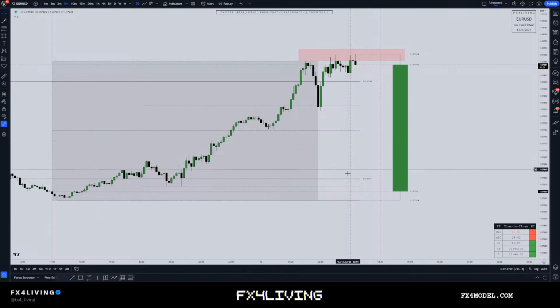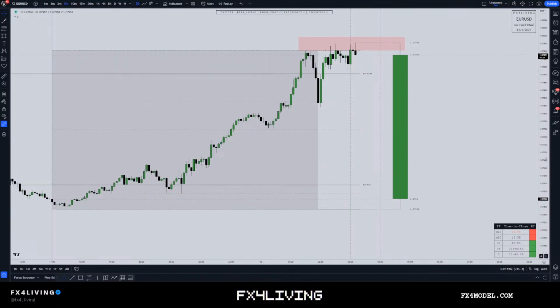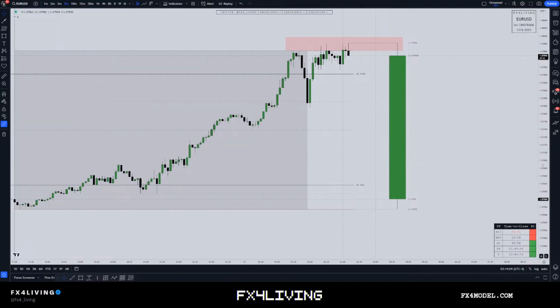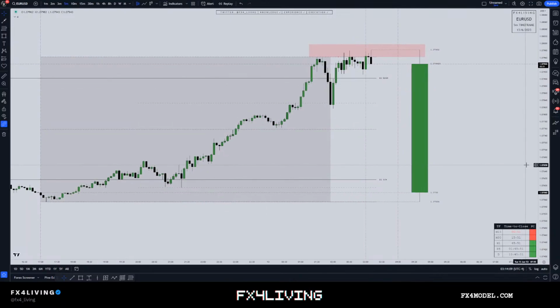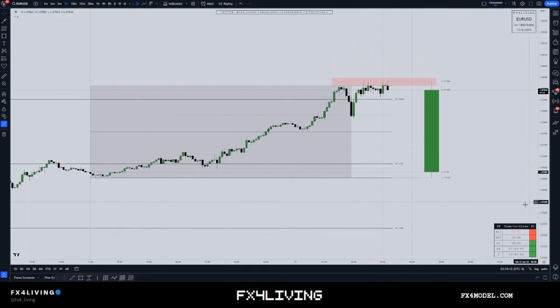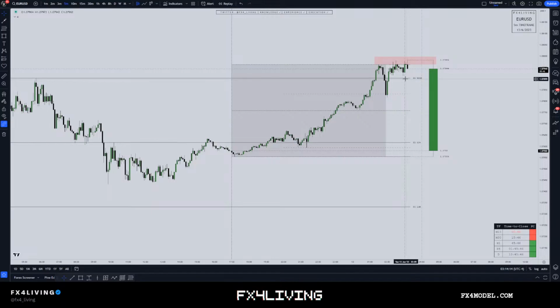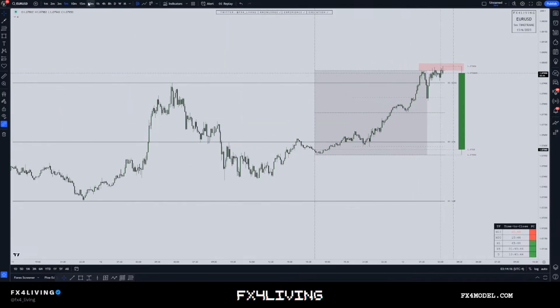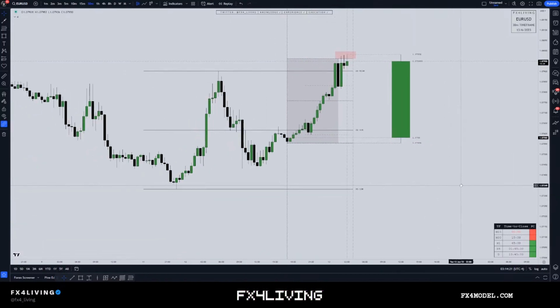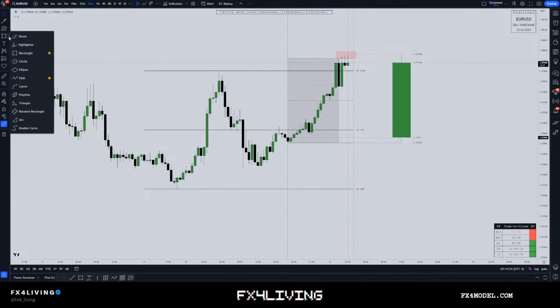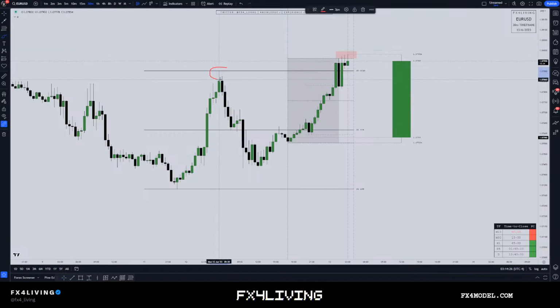Can you zoom your screen? On my screen I see pretty much the level. I think you're maybe on a phone or something, but the level is pretty simple. I'm going to show you that. I'll go to 30 minutes so you can see better maybe. So this is your previous daily high, previous daily low, and previous daily equilibrium, 50%.